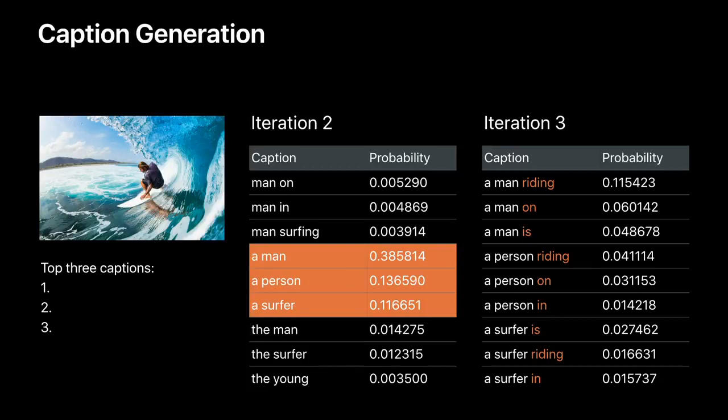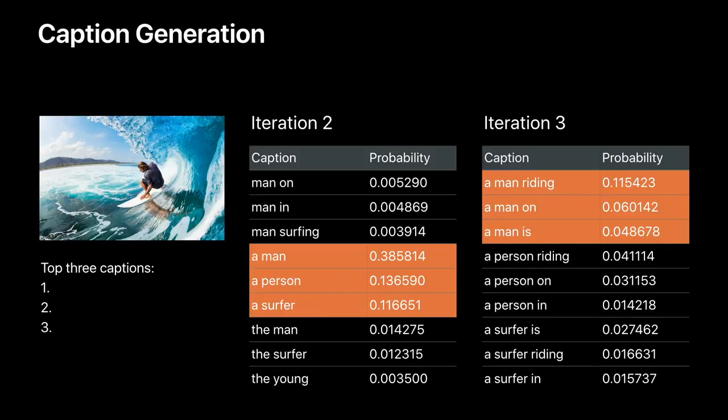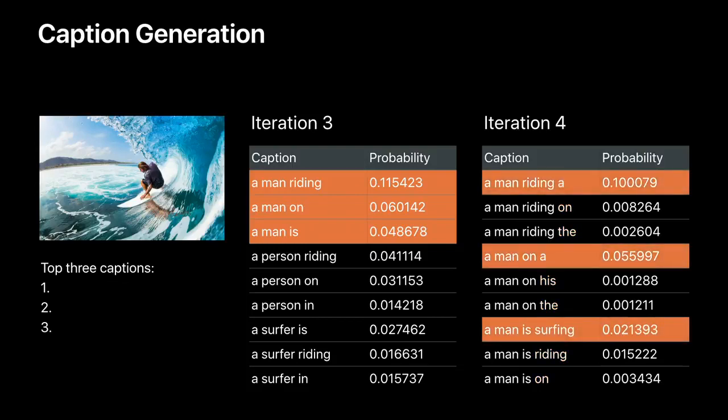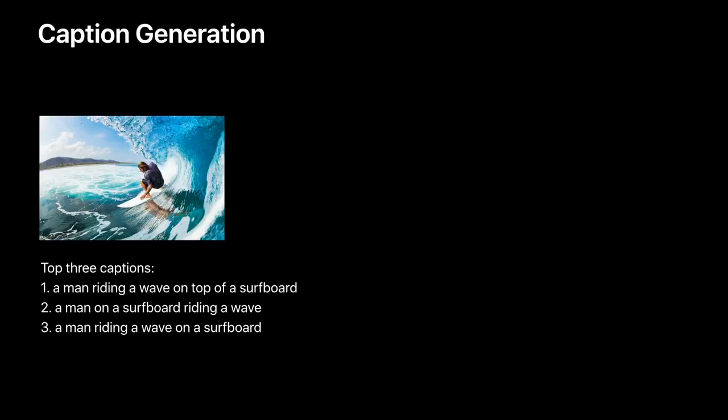In the next iteration, we just add 1 more word to our captions so that we have 3-word captions. And then we compute the probabilities of those captions and pick the best 3. And we move on to the next iteration, where we just end up adding 1 more word to our captions. So we have 4-word captions. And then we compute the probabilities of all these captions and pick the best 3. And so on. I think you get the idea. Let's just skip to the end. So in the end, we get our 3 top captions for this particular image. And the best one is a man riding a wave on top of a surfboard, which I think is pretty close.